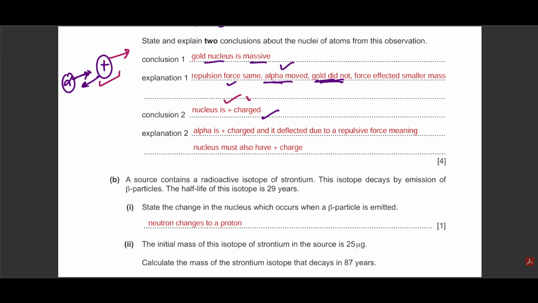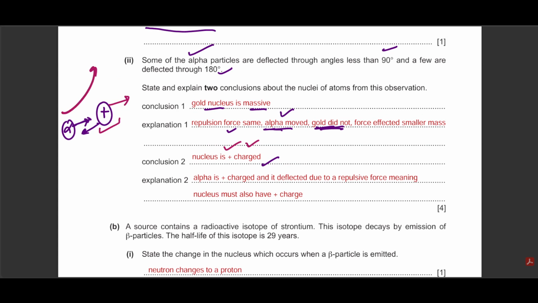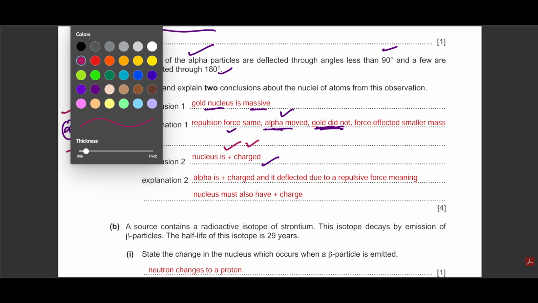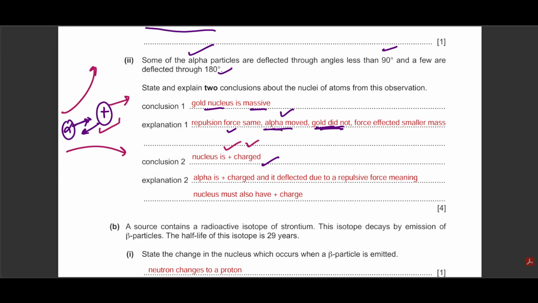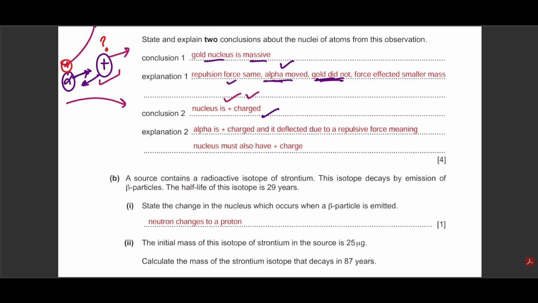The second one is nucleus is positively charged. So again, we made this conclusion because alpha wouldn't be attracted, it would generally be repelled. And if it is being repelled, it means we knew that alpha is positive. It means that something at the center, whoever is doing that, should also be positively charged. That is how we came to this conclusion by the observation.